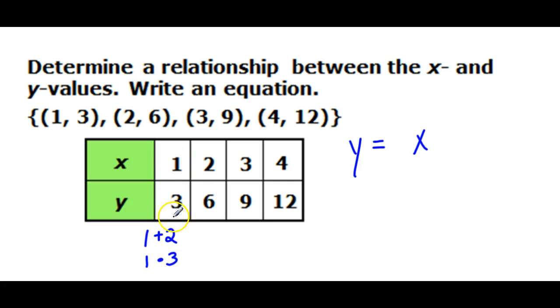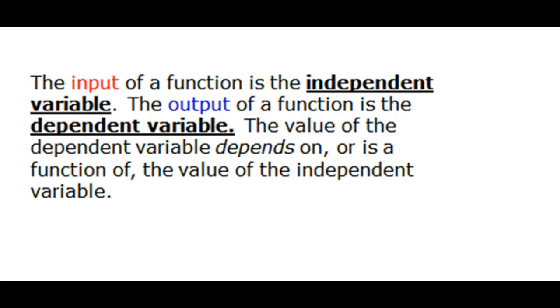Okay? So now let's move over and try this one. If I take 2 and add 2, does it give me 6? No, it doesn't. If I take 2 times 3, does it give me 6? Yes, let's try this one. 3 times 3 gives me 9. 4 times 3 gives me 12. What did I do to the x value each time? Multiplied it by 3. That's how we take something and write an equation for it.